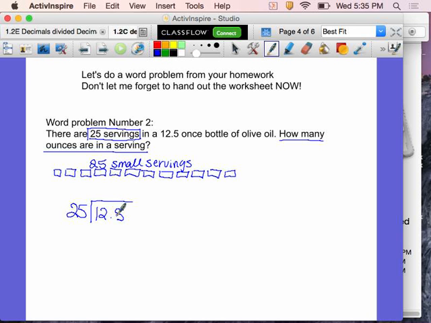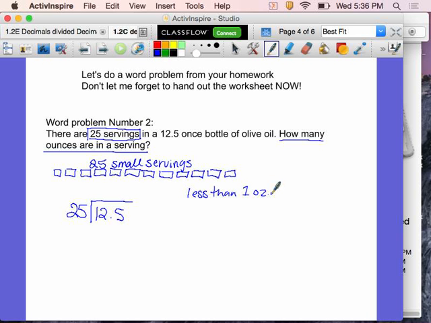Again, this is another one of those funny ones. There's more servings than there are ounces in the bottle. So I know that it's less than 1 ounce. So I did my estimating over there, and now I can go ahead and divide. So you go ahead, divide, and you can check your answer with the answer key.